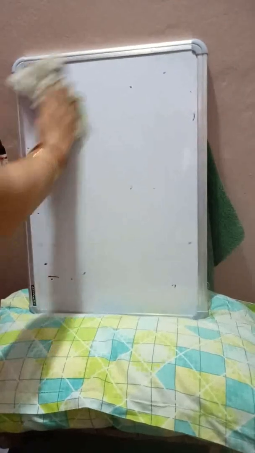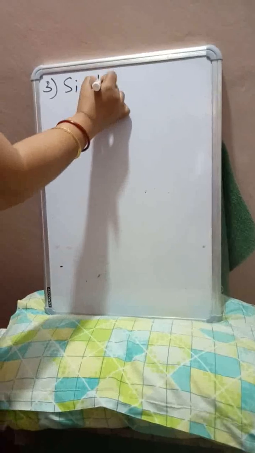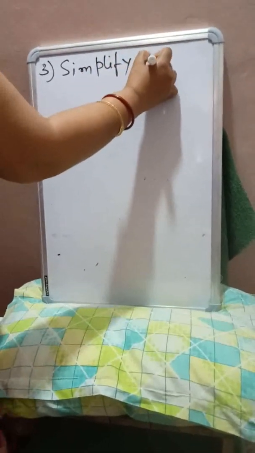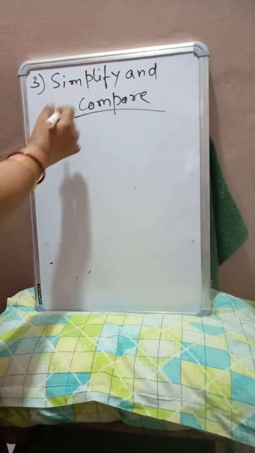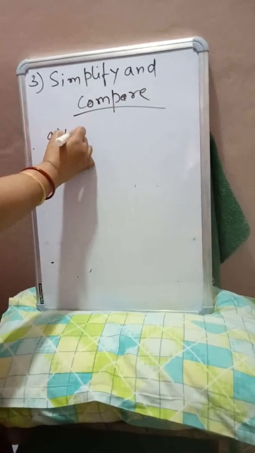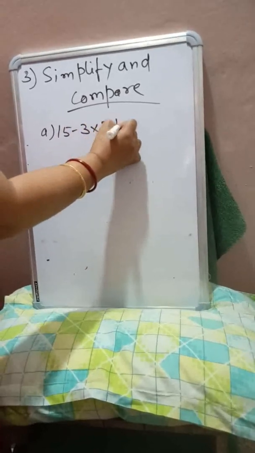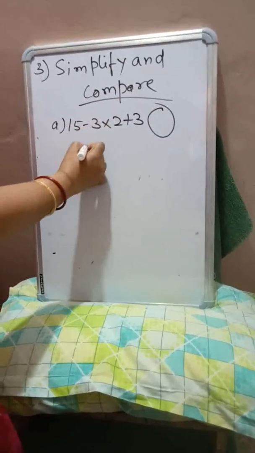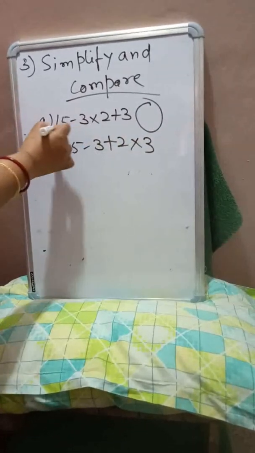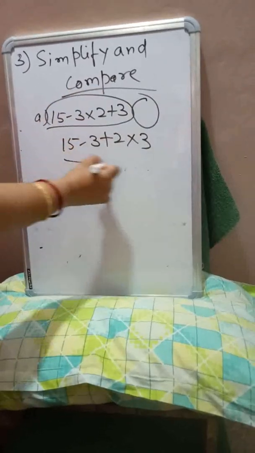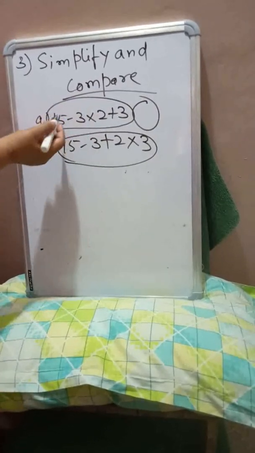Now question number 3, you have to do the comparison. Question number 3, simplify. Firstly in question number 3 you have to simplify and then compare, right? Simplify and compare. So the first question is 15 minus 3 times 2 plus 3, to compare with 15 minus 3 plus 2 times 3. So first you will simplify this, then we will simplify the other. Okay, first we simplify this.